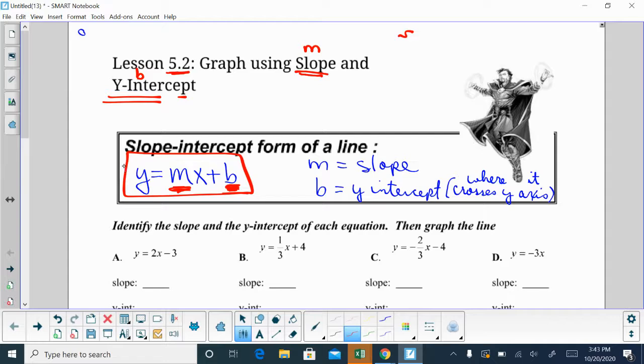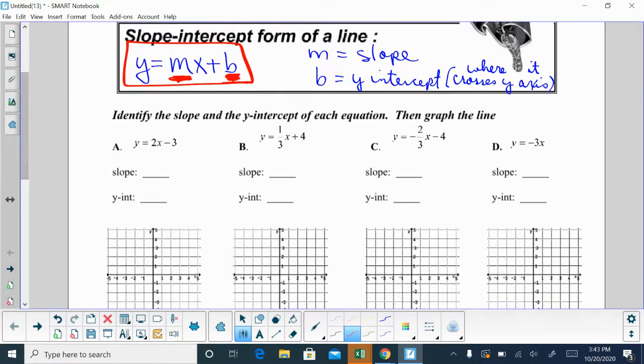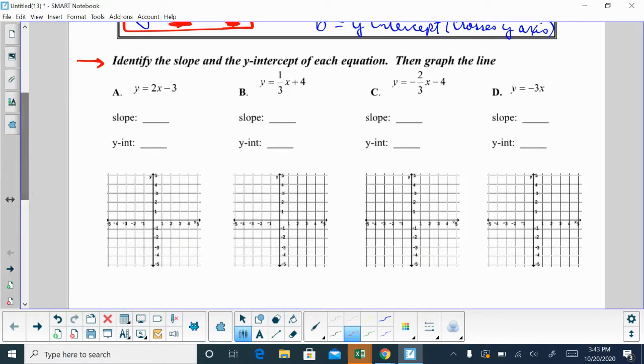And if you can get your equation in this form, you can quickly find what m is, that number right in front of x, and then what b is, that constant, y equals everything else. So let's start working through a few of these problems. Identify the slope and the y-intercept of each equation, and then let's graph that line.